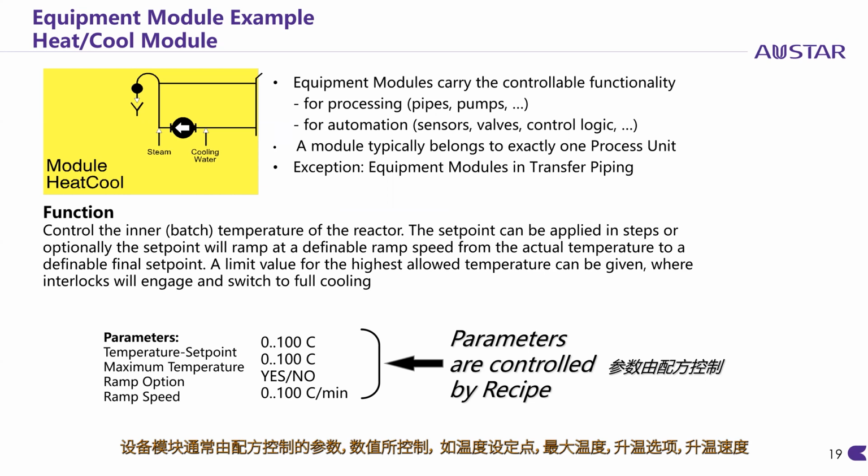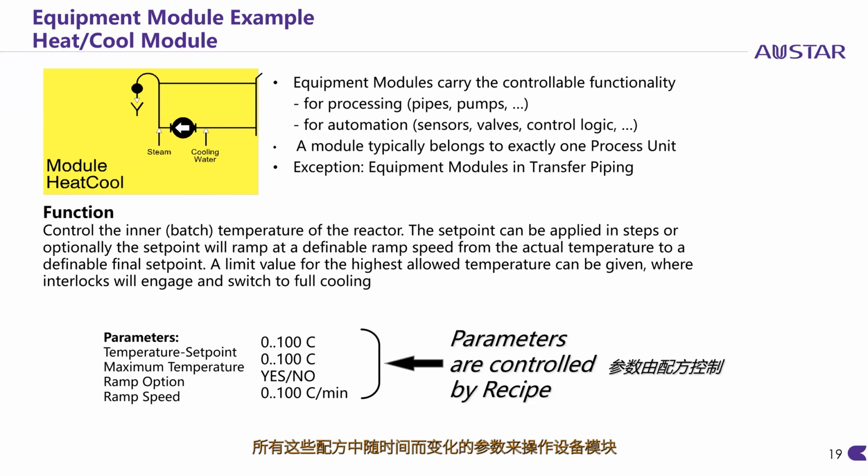An equipment module is typically controlled by parameters, values that come from the recipe, like the temperature set point, the maximum temperature that's allowed. Do you want to ramp up to this set point slowly or with a certain speed, or do you just want to jump more or less to the new set point? So all these values change over time coming from recipe, and that is how the whole plant can be operated, applying parameters to every single equipment module.